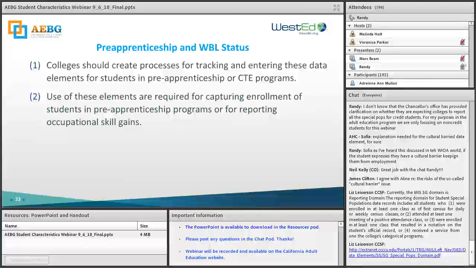It is one of the training milestones that we use to identify that someone has achieved an occupational skills gain. They've completed a paid or unpaid internship is one of the criteria. We're actually working on additional guidance around both workforce preparation and the occupational skills gain that will address the kinds of work-based learning and how you code that moving forward.